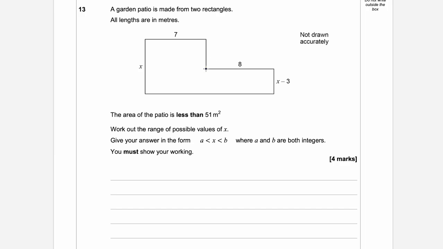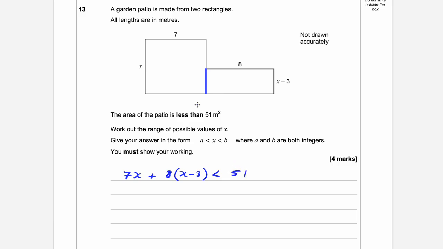Okay, let's go with, guys, you can break it up two ways. You can break it up this way or this way, which is what I'm going to do. Let's do that properly. So the area is 7x, this times this, plus this times this, 8 times x minus 3. And this has to be less than 51, because this is the area.